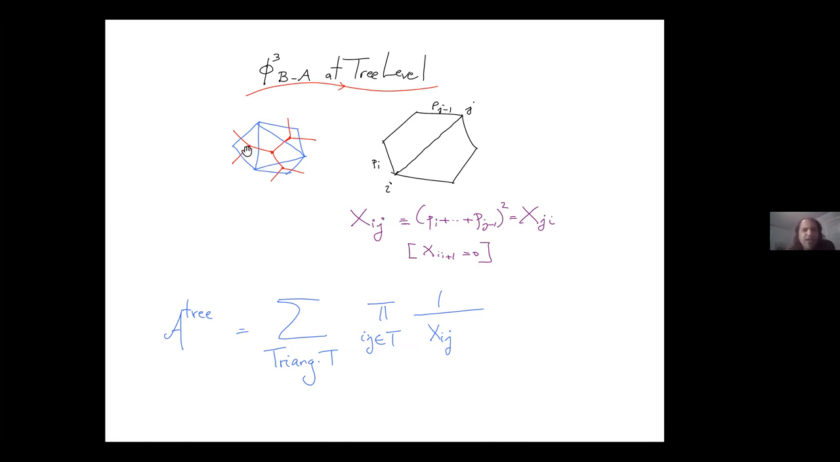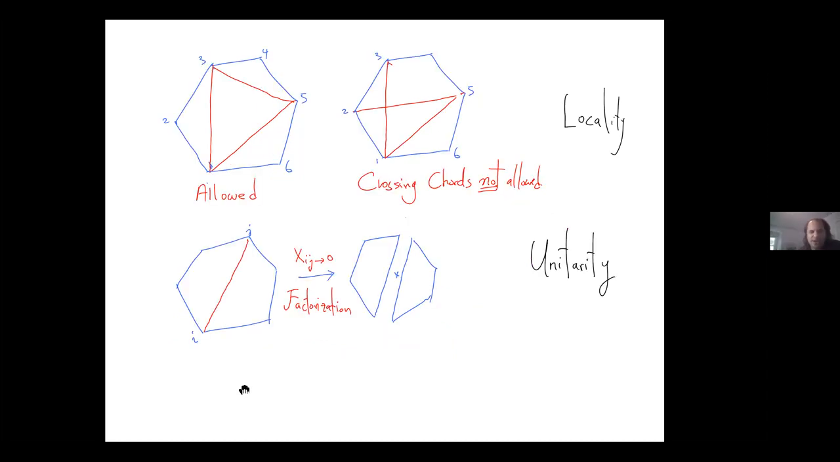And already at tree level, we can start off drawing these cubic Feynman diagrams, but equivalently, we can draw the dual of those diagrams, the dual or triangulation of the polygon. So we can think about the tree amplitude as the sum over all the triangulations of the polygon, the product over all the triangles in the triangulation of the corresponding 1/x_ij.